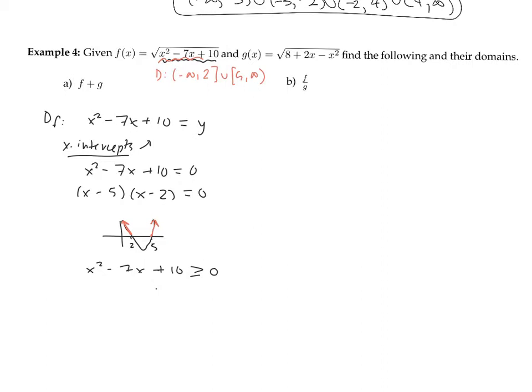I'm just going to do g over here because the f plus and the f over is not that hard. So domain for g. So g is 8 plus 2x minus x squared. We'll call that y. And we'll find the x-intercepts by plugging in 0 for y.